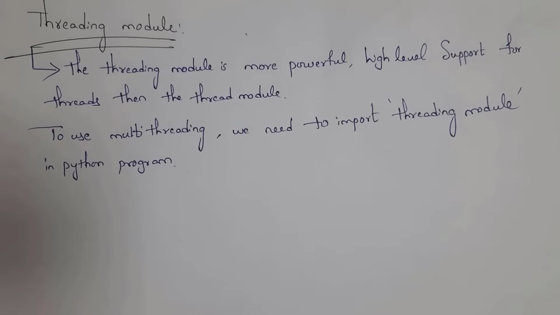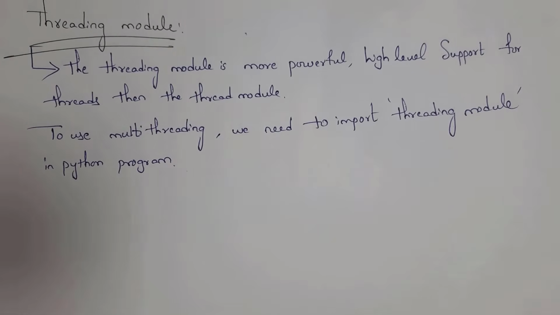Next, I will explain the threading module in Python. If you want to execute multiple threads at a time, you can use either the thread module or the threading module. By using this threading module, you can execute multiple threads at a time, that is, concurrent execution. Compared to the thread module, the threading module is more powerful and provides high level support for threads.